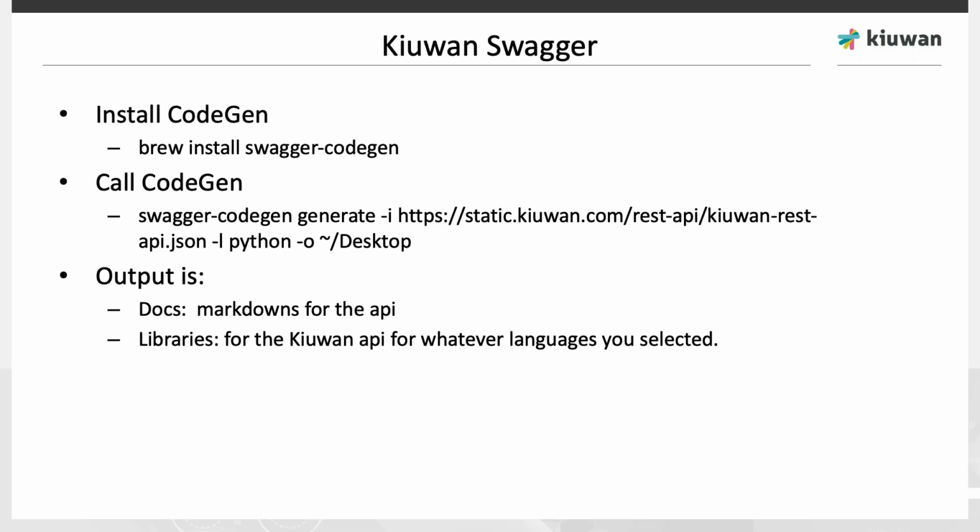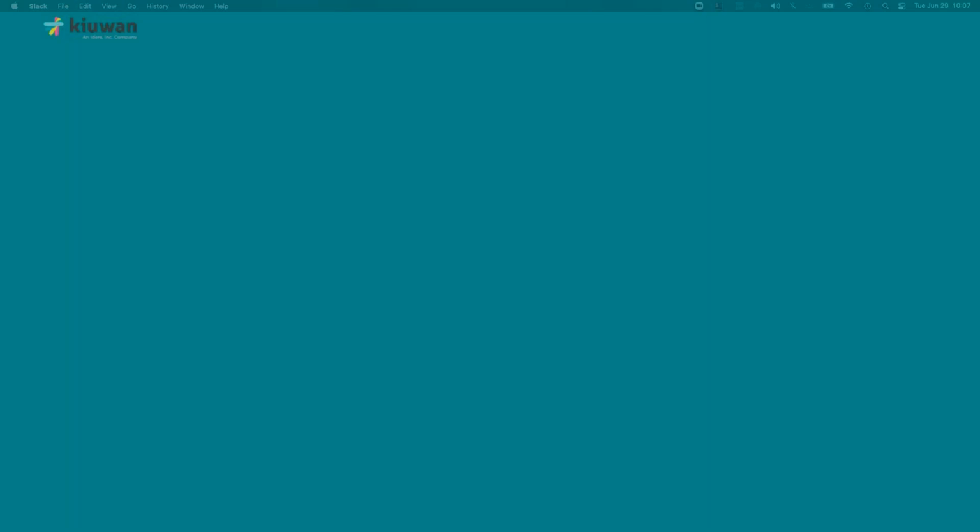From there, you can instantiate a Swagger CodeGen and pass it the JSON file and the output in the language you want to transcode the Swagger file into, and then it outputs a series of documents and deliverables that you can use when you actually craft your own code. I'll give you a little bit of a preview of what that looks like. So I've done some of this already.